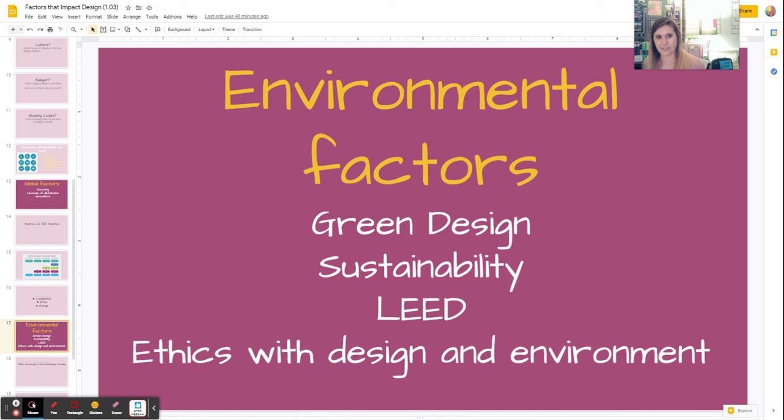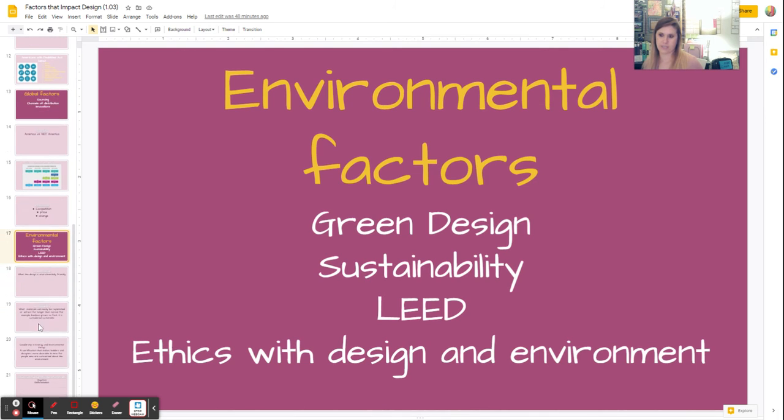And that's how stuff starts costing more. Okay, last factor, environmental factors. Now we take a different turn and we're not all businessy and money hungry. We're going to the earth. So green design, sustainability, LEED, and ethics with design and environment.